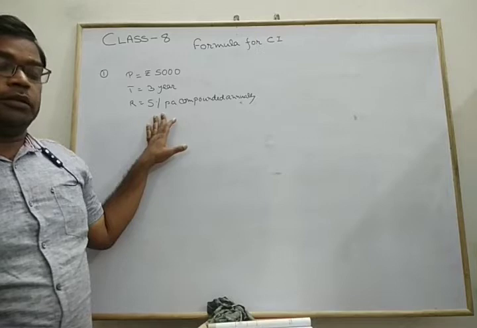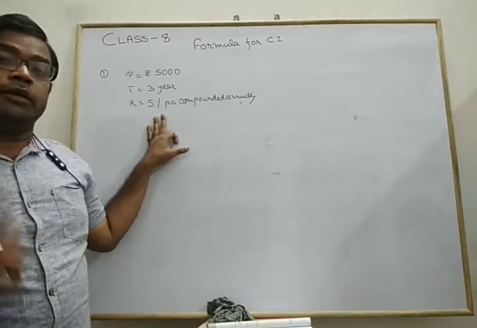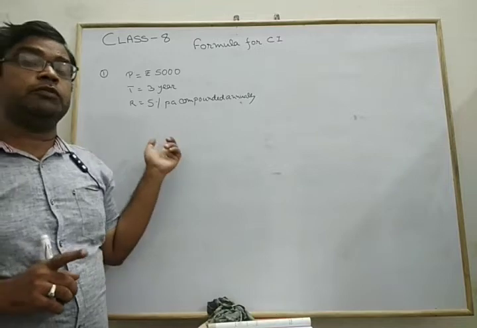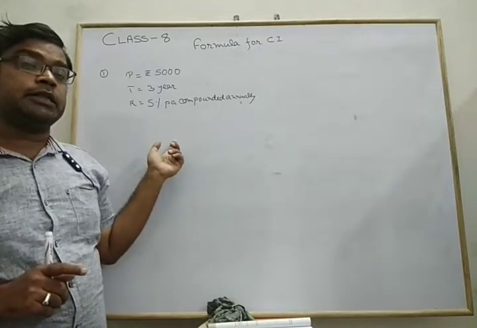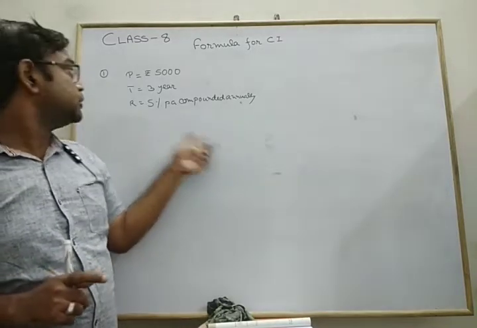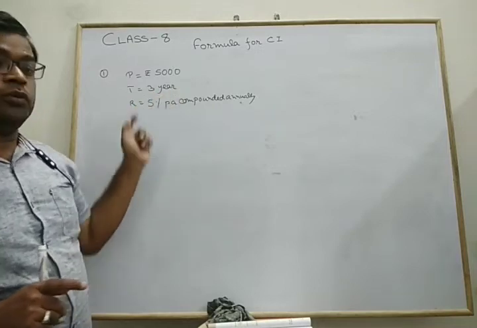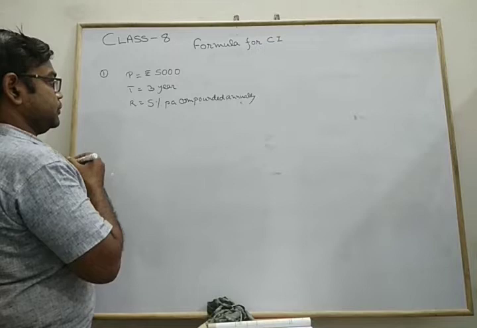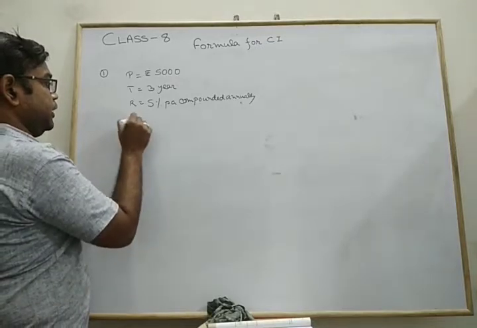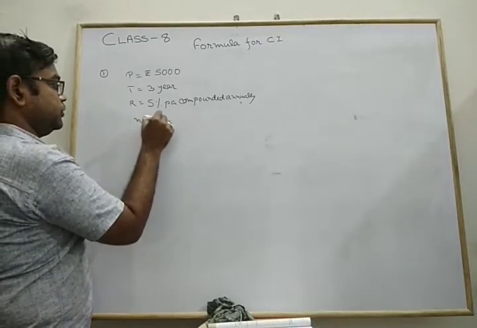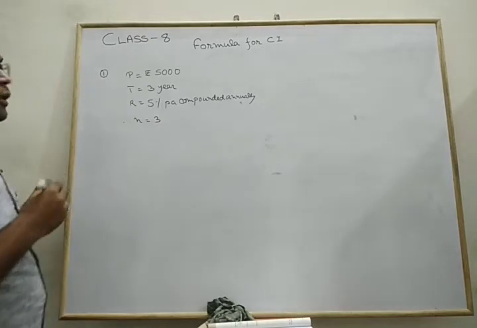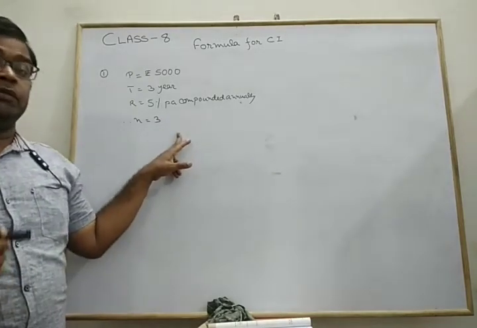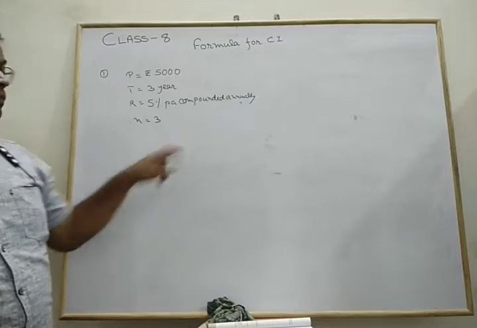This is, in this case, interest added once in a year. So n equals 3. Time is 3 years, and so n is also 3. Therefore n equals 3, that is, 3 times interest paid, n equals the total interest paid.